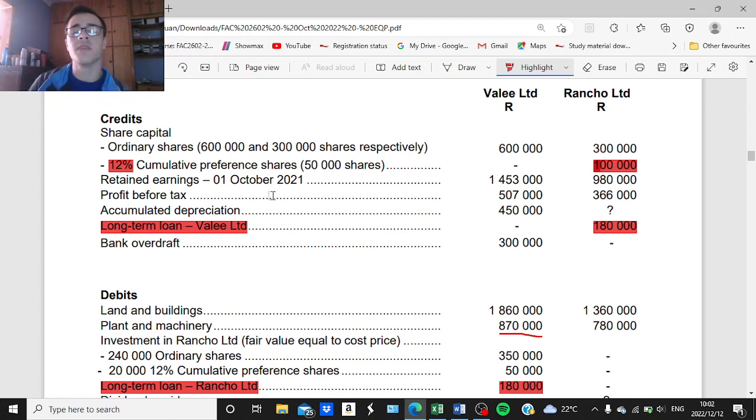Okay, so what this means is that if we do not pay the preference dividend for this year, let's say we do not declare a dividend for this year, the preference dividend for this year must then be carried forward to the next year up until it is eventually paid. So the shareholders will not forfeit the dividend. It just means that the dividend is carried forward up until it is eventually paid.